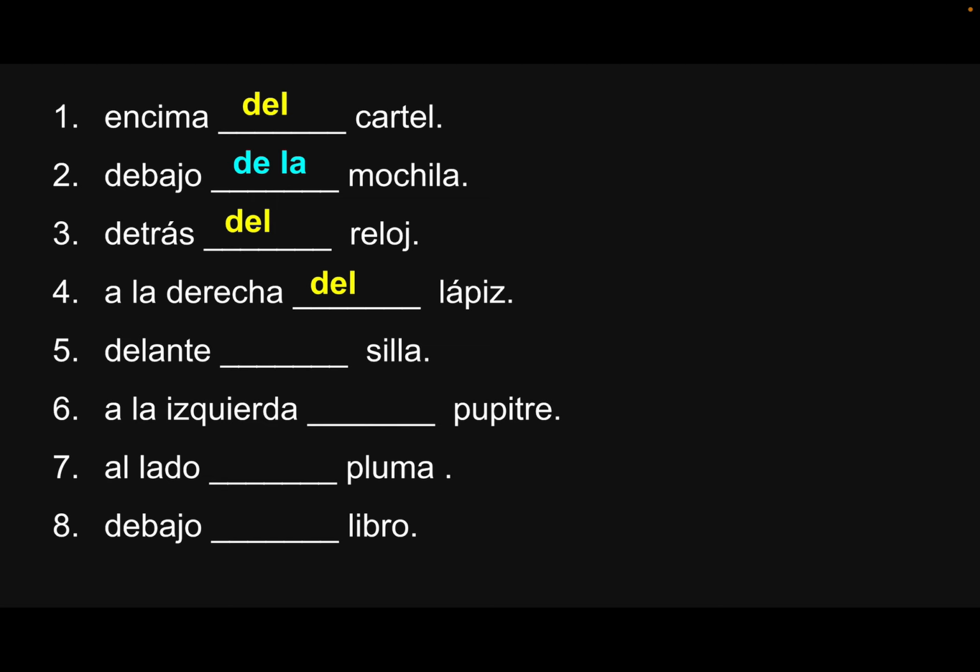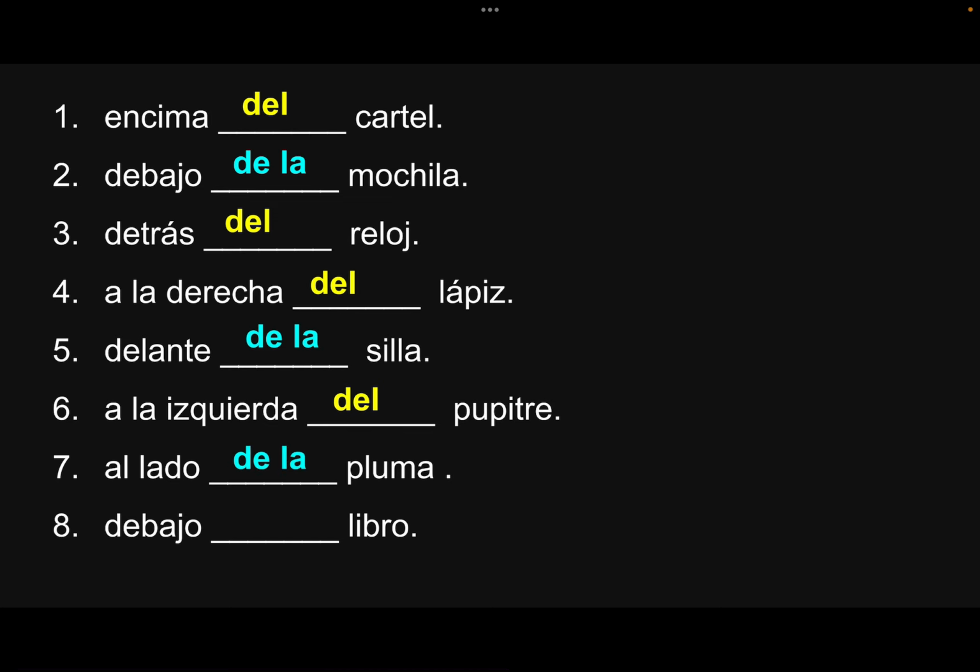Silla. Oh, that ends in A. La silla. So you can say delante de la silla. Number 6 is saying to the left of the student desk. So that one is el pupitre. So you're going to write del pupitre. Pluma, it ends in A, so chances are it's a feminine word. It means pen, so you're saying next to the pen, so de la.